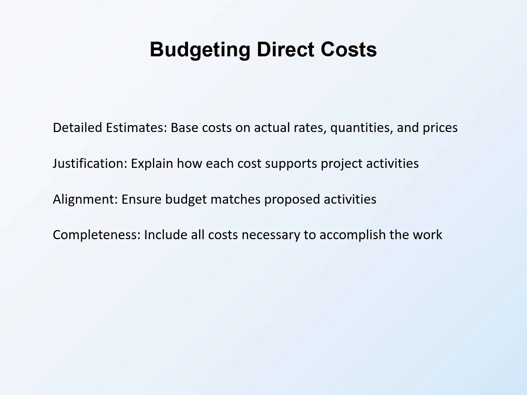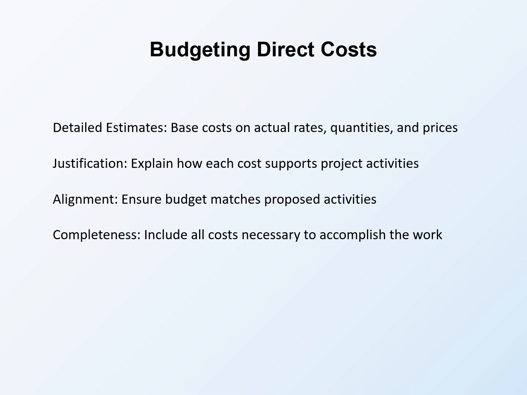Alignment between budget and proposal is essential. Your budget should tell the same story as your narrative. If you describe 5 staff positions, budget 5 positions. If you propose visiting 3 sites, include travel to 3 sites. Misalignment suggests hasty proposal development and raises questions about your planning.